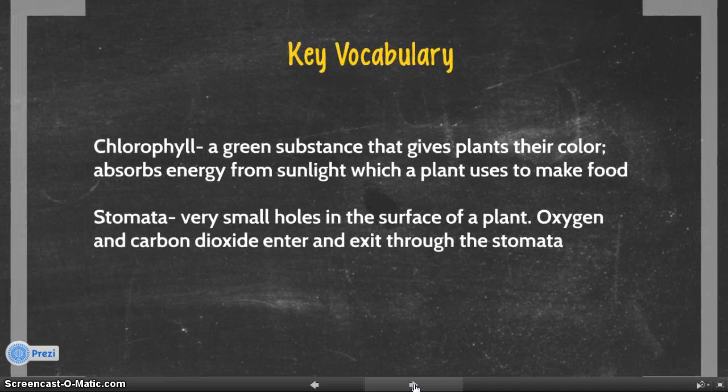So let's go over some key vocabulary really quickly. The first word I want to talk about is chlorophyll. Now, chlorophyll is a green substance that gives plants their color. It absorbs energy from sunlight, which a plant then uses to make food.